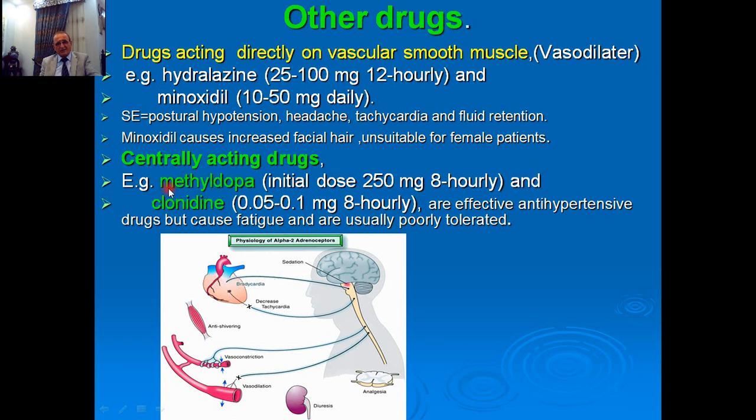And you have clonidine. This is a confusing drug. It is an alpha 2 agonist, sorry. This is a bit of a confusing one. In this, you have the alpha receptor central and peripheral. Just remember, this is a central blocker. Methyldopa is safest in pregnancy.